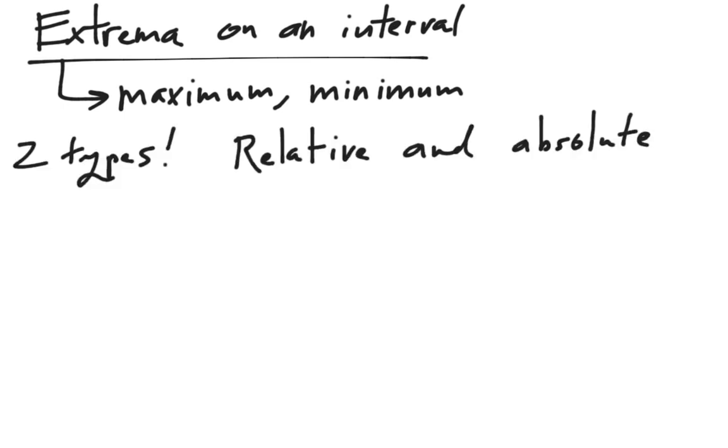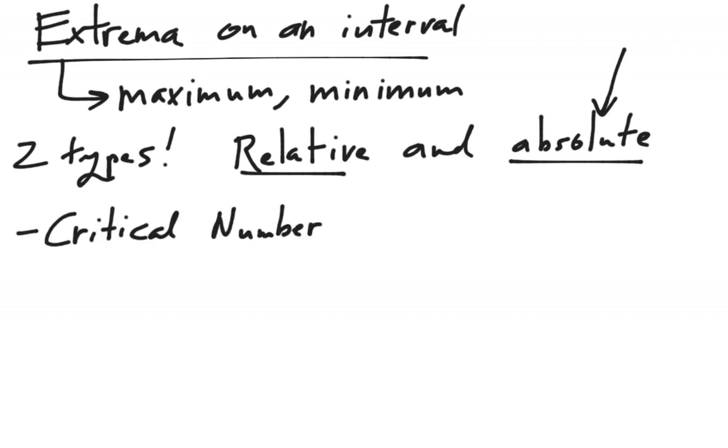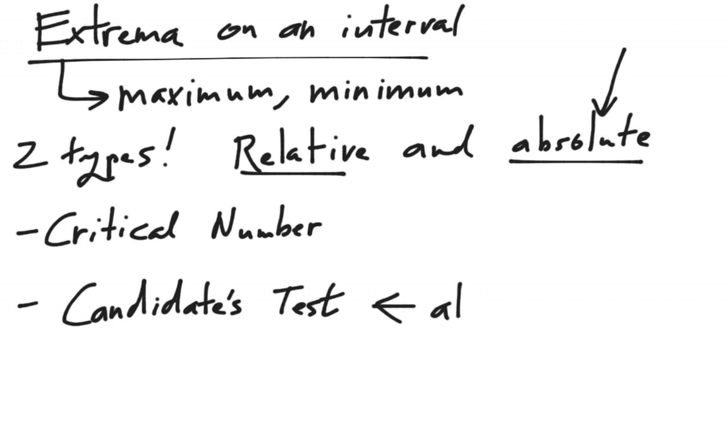There are two types of extrema. There are relative extrema and absolute extrema. In this video, we're mainly going to focus on absolute extrema because relative extrema will come a little bit later. You'll learn what a critical number is and why they're critical to calculus. And we'll learn something called the candidates test, which is a test to find absolute extrema.